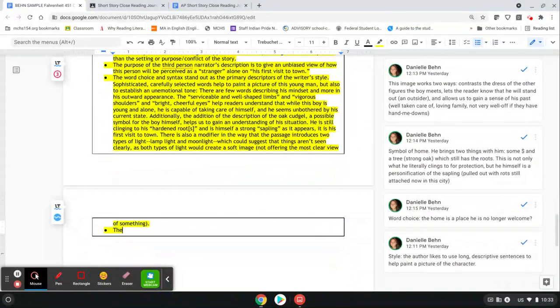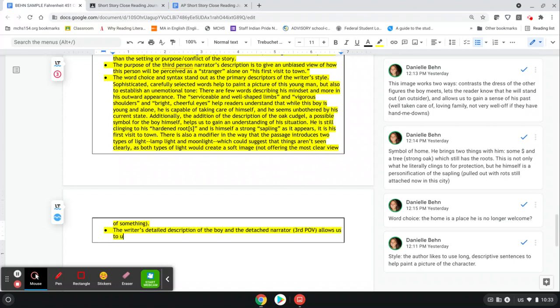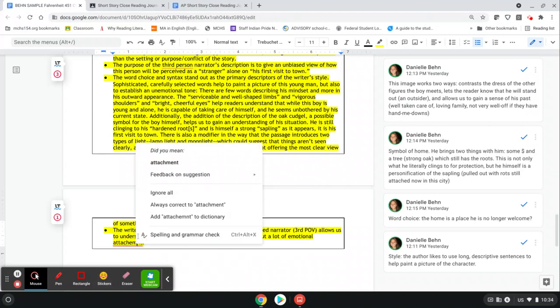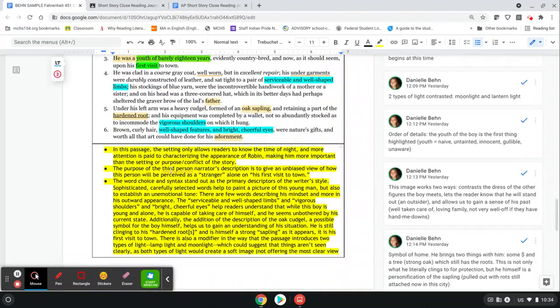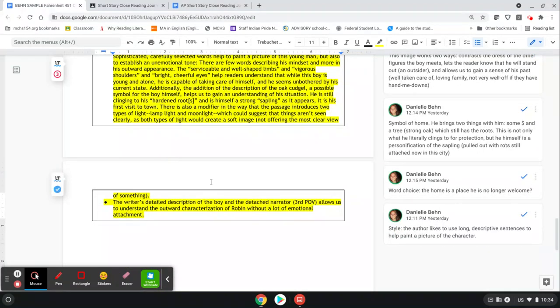So I might put something as simple as the writer's detailed description of the boy and the detached narrator, because it's third person, allows us to understand the outward characterization of Robin without a lot of emotional attachment. And what do I mean by that? Well, here's a kid, oh, he's all alone, oh, he left home. But because of the way that his description reads, for me personally, I don't feel bad for him. I don't feel pity for him. I don't feel sorry for him.